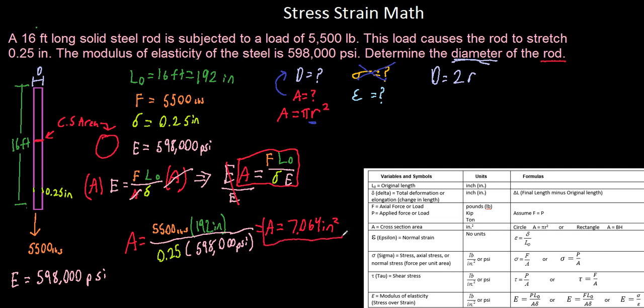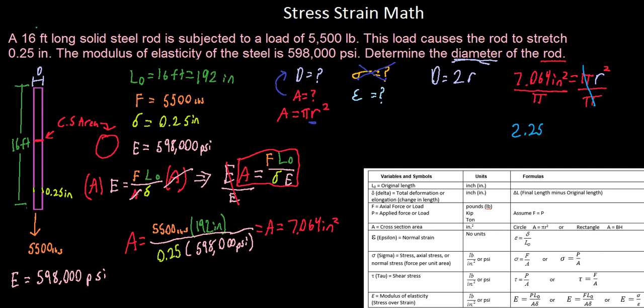And you might say, well, that's the answer, right? And the answer is no. We need to use this to get D. And so how do we do that? Well, we read our equation. A, which is 7.064, is equal to pi times r squared. Then we need to find our radius so we can find our diameter. And so to do that, we'll divide by pi on both sides.